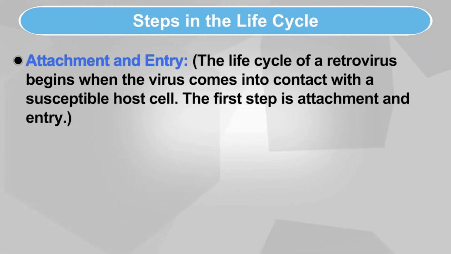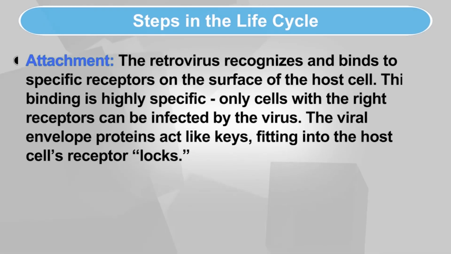First one is attachment and entry. The life cycle of a retrovirus begins when the virus comes in contact with a susceptible host cell. The first step is called attachment and entry. The retrovirus recognizes and binds to a specific receptor on the surface of the host cell. This binding is highly specific. Only cells with the right receptors can get infected by the virus. The viral envelope protein acts as a key fitting into the host cell's receptor, which is the lock.